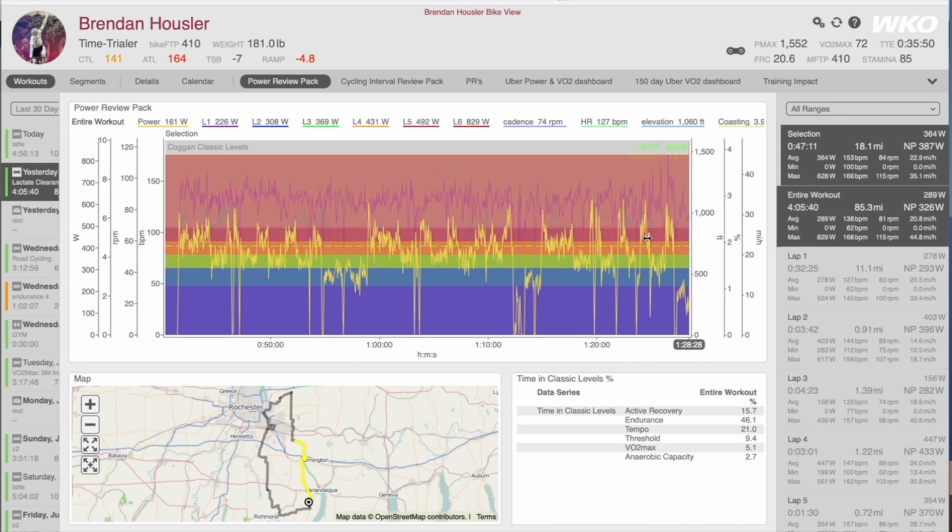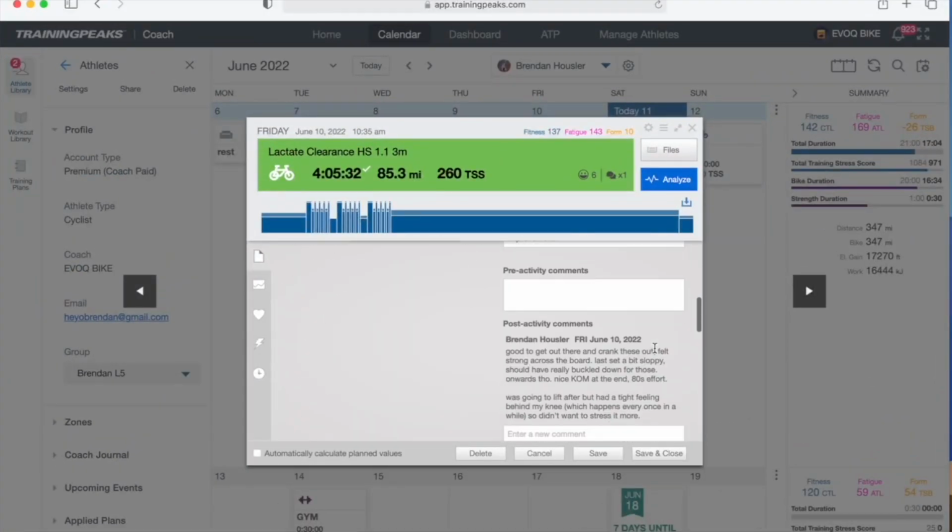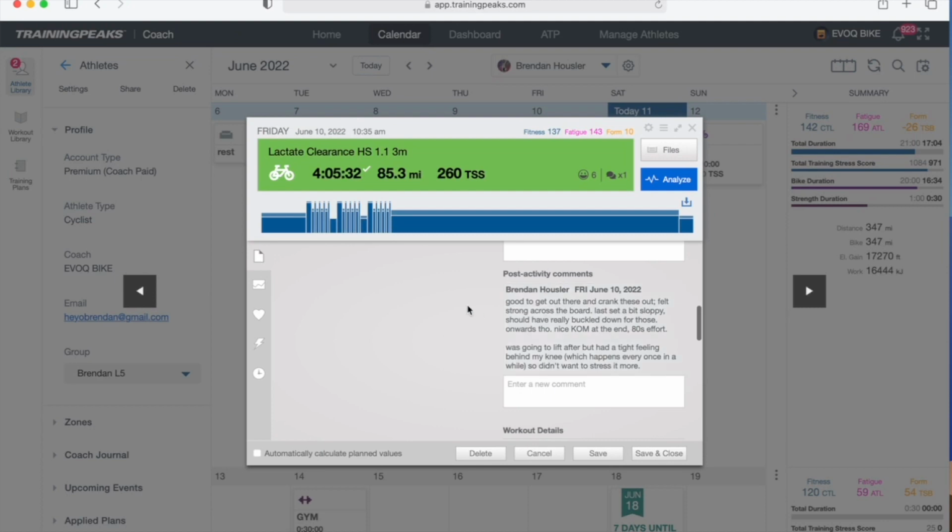And then I'd be curious why is he, I'm going to say he, because I'll say me. Why am I going so hard here? I'll talk about that, and that would be in my comments probably. Did I actually leave comments in here? Good to get out and crank these out. I felt strong across the board. Last set a bit sloppy. Should have really buckled down for those.